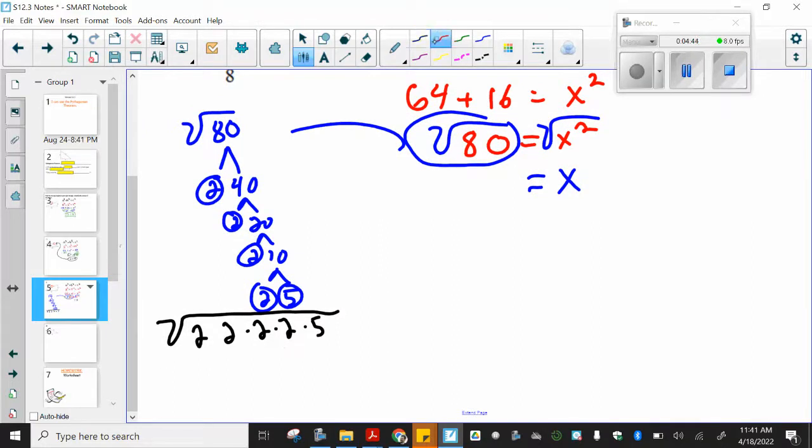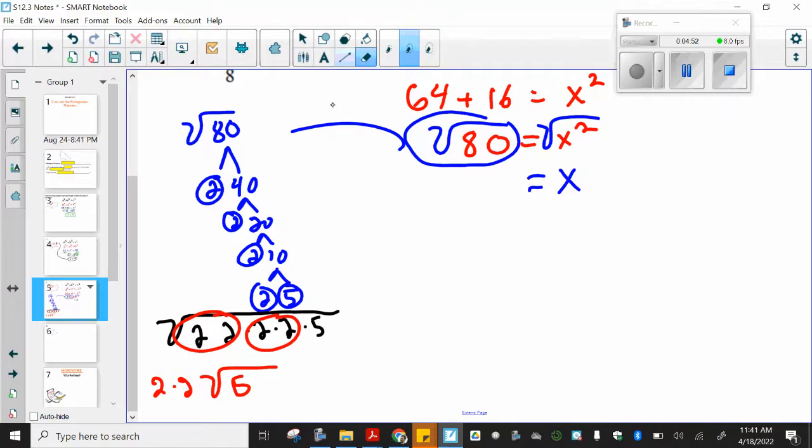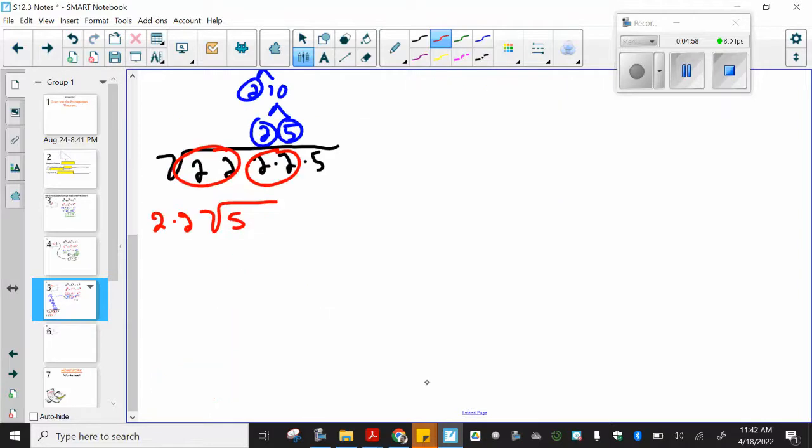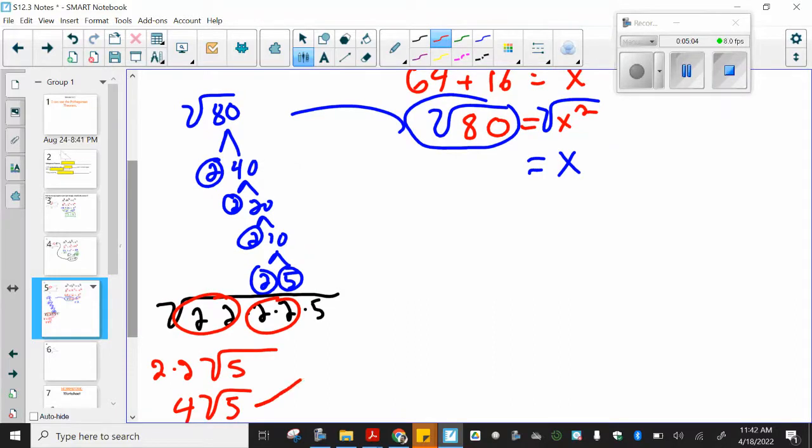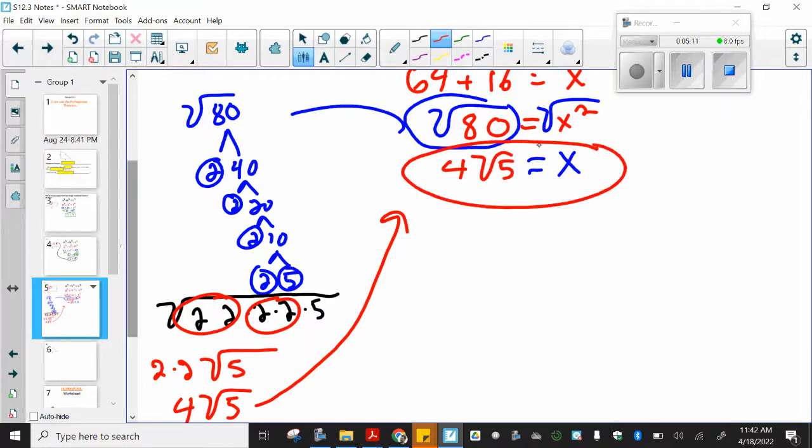Alright, we're going to go find pairs. There's a pair, there's a pair. We're going to take this 2, do 2 times 2, square root of 5. Sorry, let me fix that. And then we know that 2 times 2 is 4. So we're going to have the square root of 5, and we're going to take that back up here and say 4 times the square root of 5 is our value of x. Alright, I know it's a little more complicated.